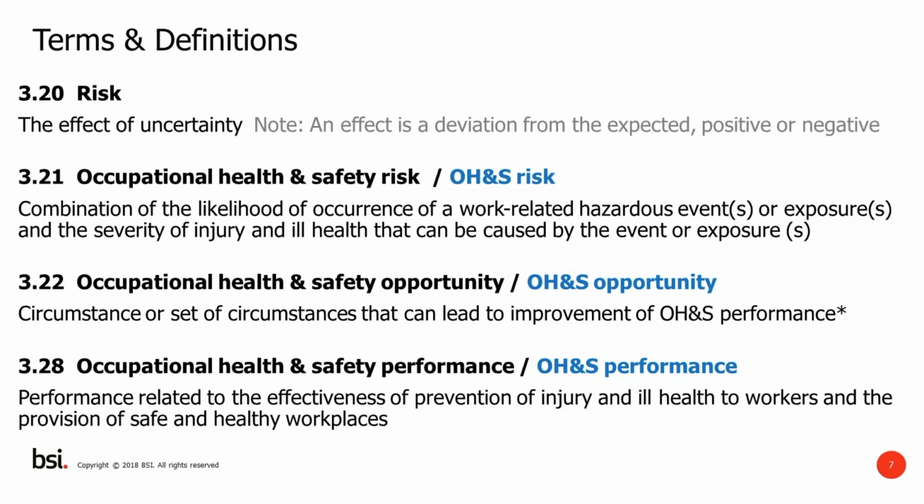We have another definition for an OHS risk. So this is the combination of the likelihood of occurrence of a work-related hazardous event or events, or exposures, and the severity of injury and ill health that can be caused by the event or the exposure. So again, we're thinking about the risk very often to the workers here. Okay, we then have the occupational health and safety opportunity. Okay, so that's a newer term for us. So that's a circumstance or a set of circumstances that can lead to improvement of occupational health and safety performance. Okay, so it could be, for example, you have enhanced controls, which means from an occupational health point of view, there is less exposure. Or, maybe you introduce new equipment that takes the need for handling out of the equation.